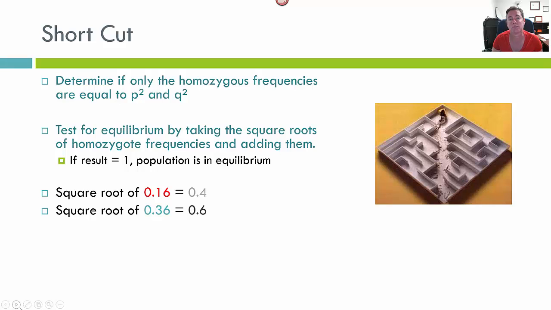A shortcut for calculating some of these frequencies is we determine if only the homozygote frequencies are equal to p squared and q squared. We test for equilibrium by taking the square roots of the homozygote frequencies and adding them up. If the result equals 1, the population is in equilibrium. The square root of 0.16 equals 0.4. The square root of 0.36 equals 0.6. 0.4 plus 0.6 equals 1, so the population is in fact in equilibrium.